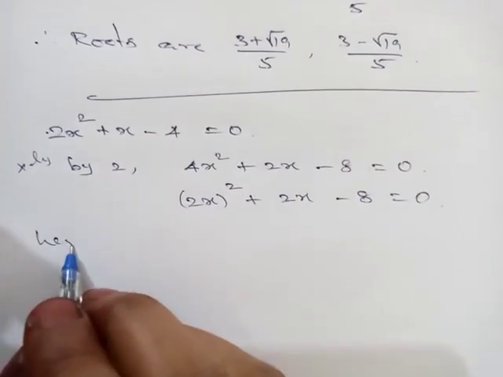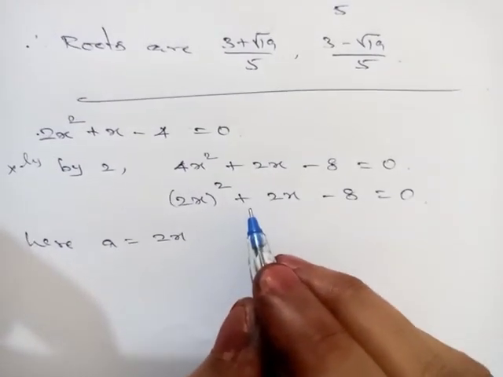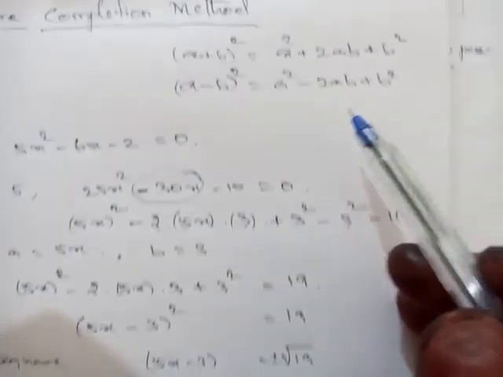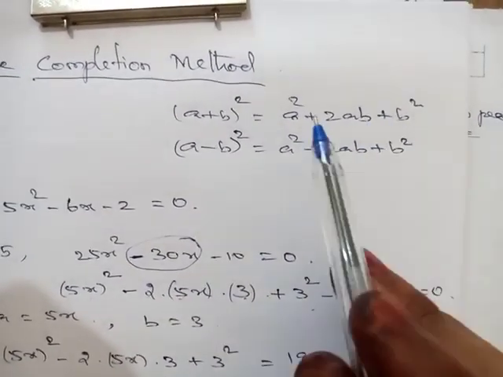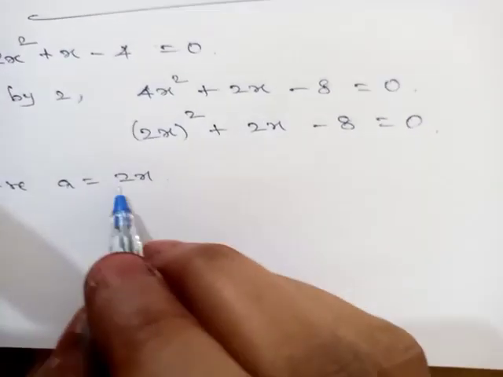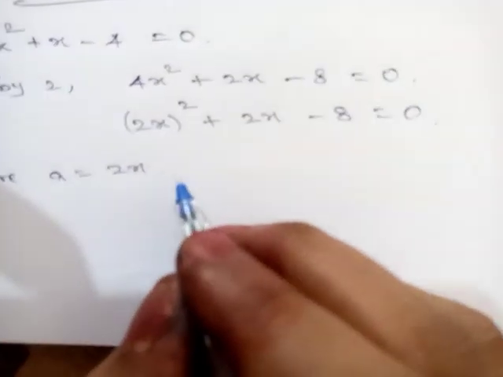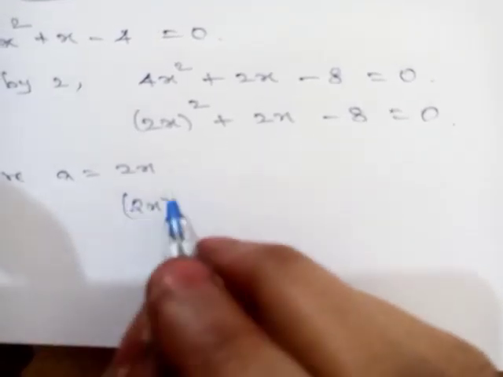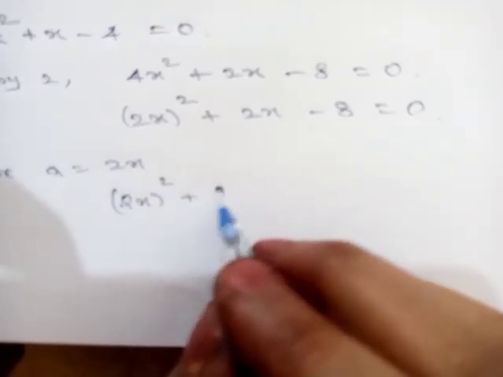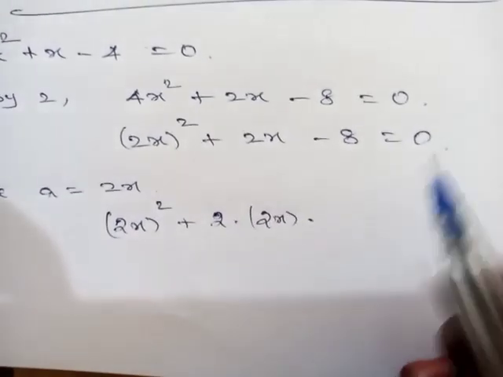Here what is a value? 2x. Here plus is there, right? So we have to concentrate on this formula, a square plus 2ab plus b square. So choose this (a plus b) whole square formula. So a is 2x. The second one, 2ab, we need, correct? So listen carefully. First a square plus 2ab. What is the value of b?